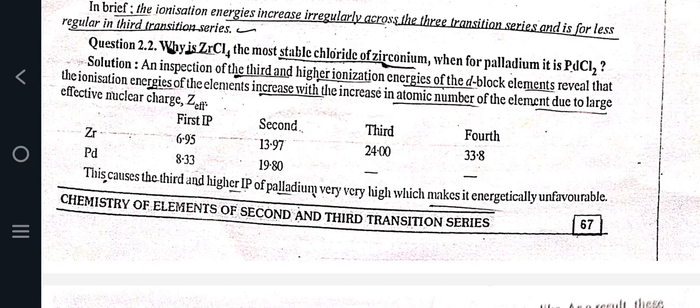This causes the third and higher ionization potentials of palladium to be very high, which makes it energetically unfavorable.